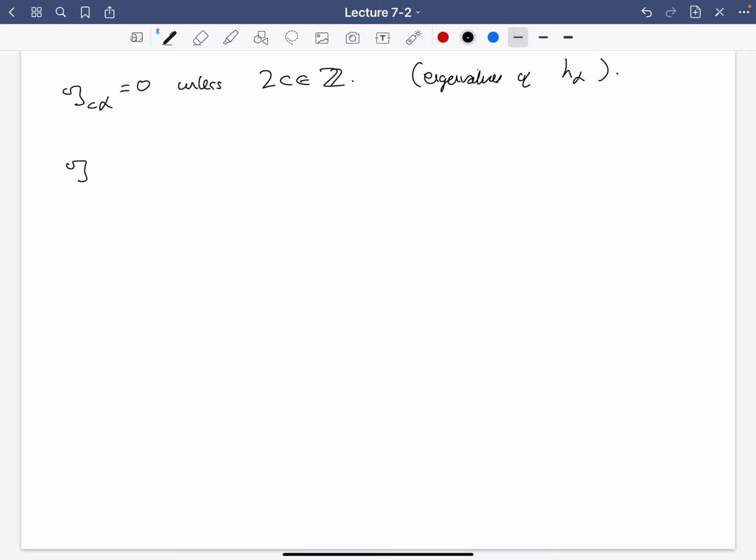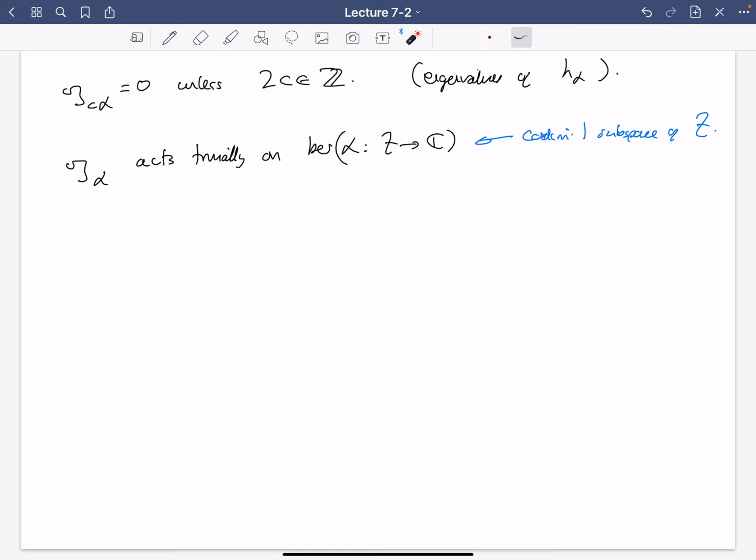Next observation is that G alpha, this SL2 that I'm looking at, acts trivially on the kernel of alpha, right? So alpha is a map from T to C. So this kernel is a codimension 1 subspace of T. That's just because if you have anything in this kernel, how does it act on E alpha? Well, it acts by evaluating alpha on that element of the kernel, but it's in the kernel, so alpha evaluates to 0 on all of those things.